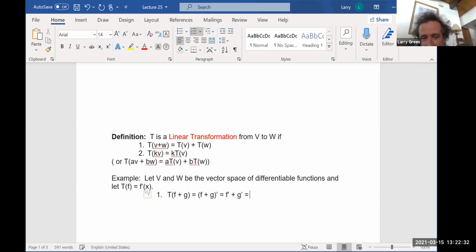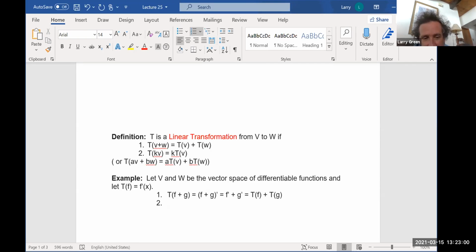But f prime is equal to T of f by definition, and g prime is equal to T of g. So it works. So T of f plus g is T of f plus T of g. Any questions on that big statement? Any questions? Okay, well, now we get to number 2.